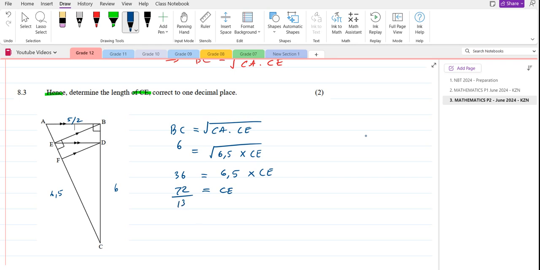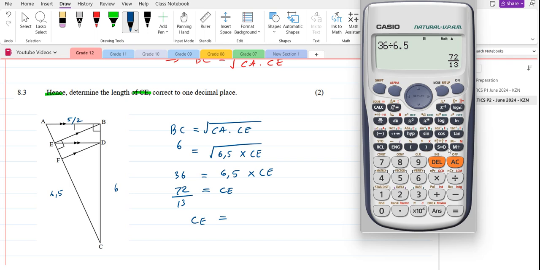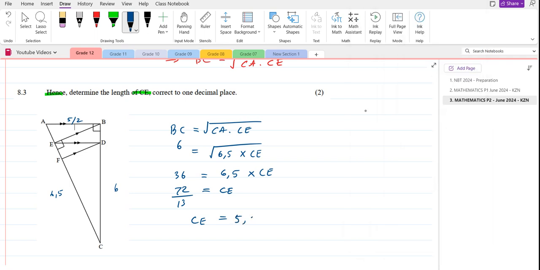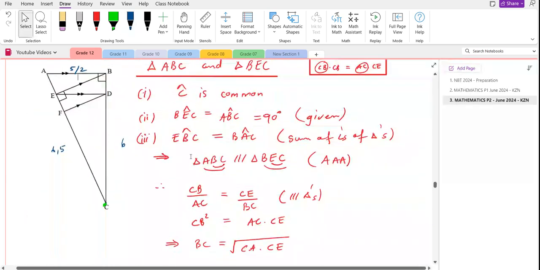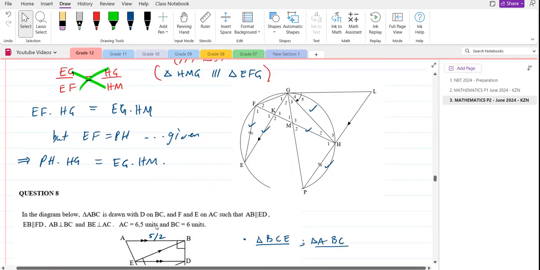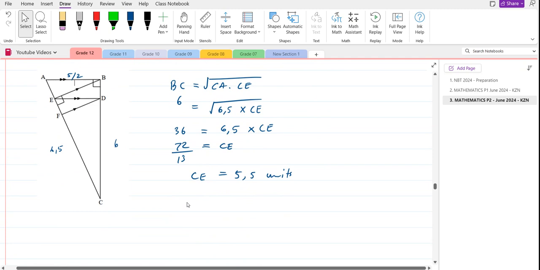So CE is now equal to, let's say correct to 1 decimal place, 5.5 units. Correct to 1 decimal place. What was that? Centimeters, meters, what was it? Units. I hope you guys are understanding.